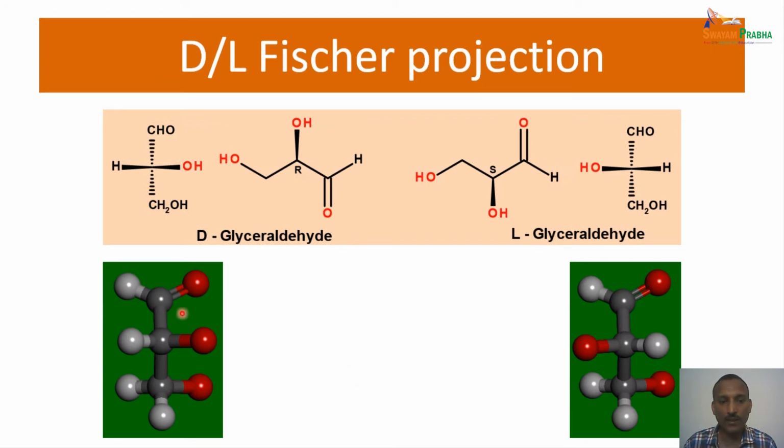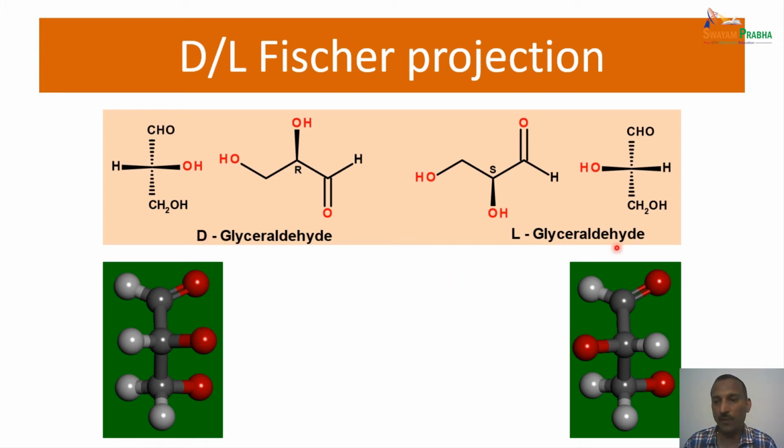In this case, we have written the same molecule in the three-dimensional way. This is the CH2OH, which is at the bottom, as shown here. And this is the second carbon, where the hydroxyl is on the right hand side and the hydrogen is on the left hand side, and the aldehyde group is at the top. So this is how glyceraldehyde is written in three-dimensional way. For this one, the second carbon, that is the last but one carbon, has the hydroxyl on the right hand side. So this is the D-isomer.